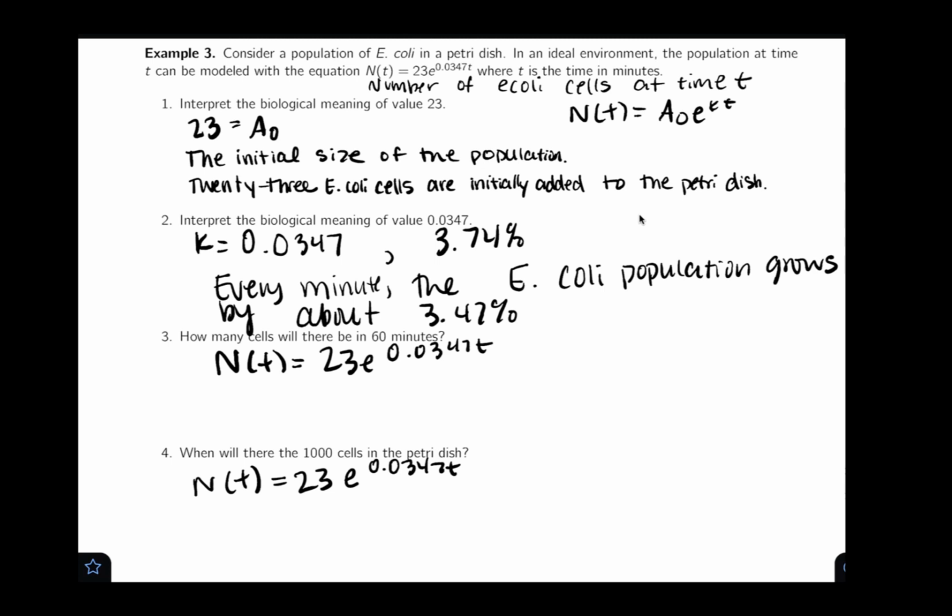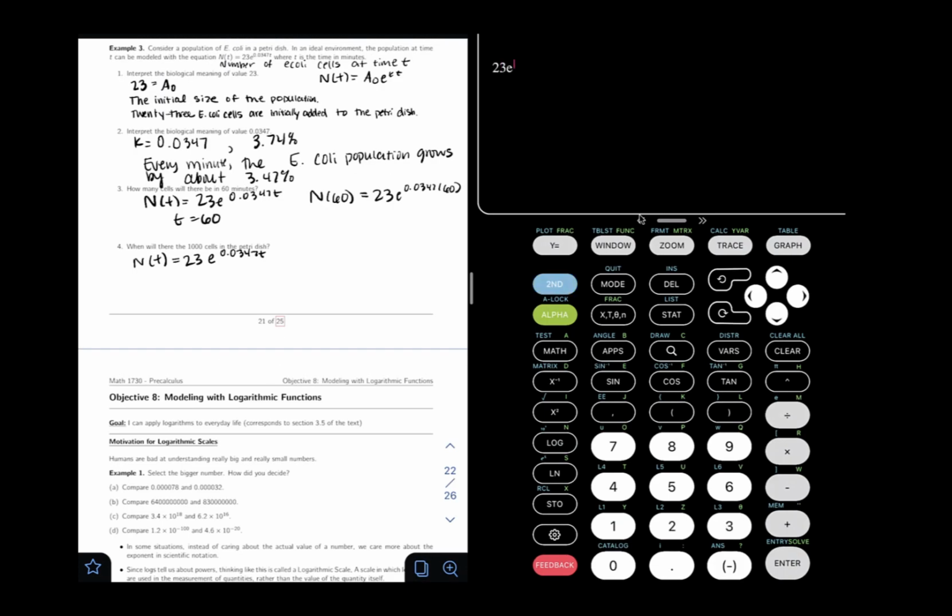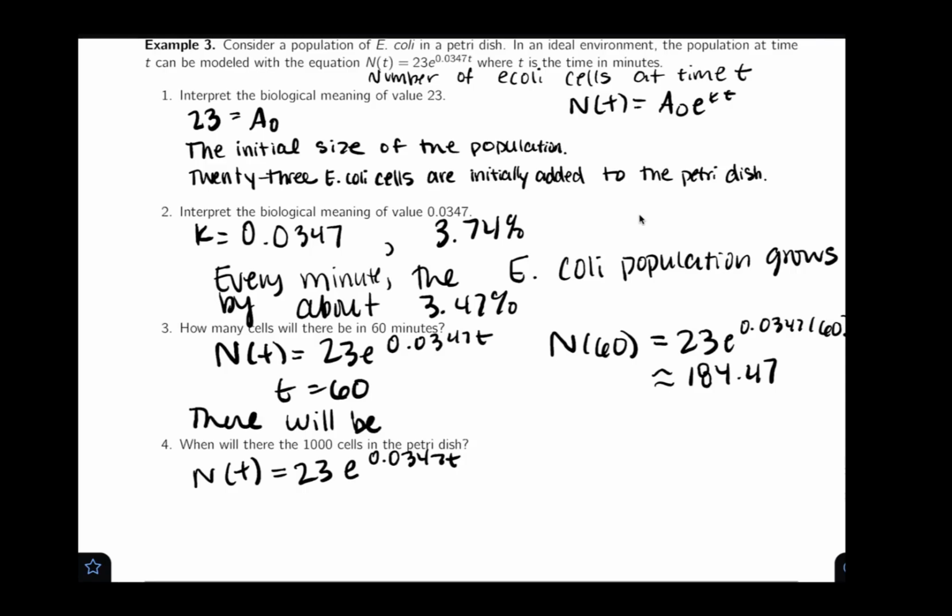In 60 minutes, I don't know how many cells there are. I don't know what n of t is, but I do know the time. In 60 minutes, the time will be 60. So let's plug the one thing that we do know into my formula. N of 60 is 23 e to the 0.0347 times 60. And we can go to the calculator to evaluate this. 23 e to the 0.0347 times 60 gives us 184.47. So there will be about 184 cells after 60 minutes.